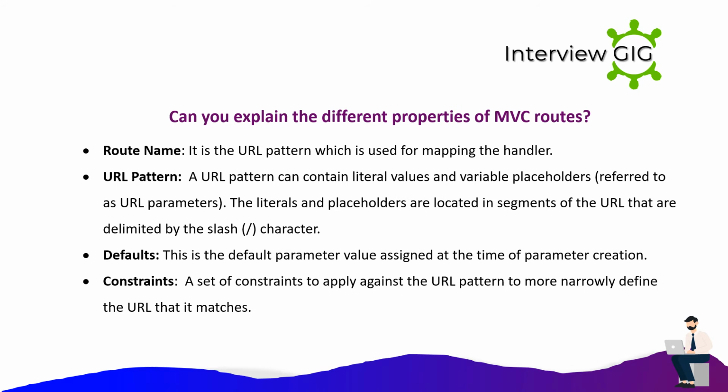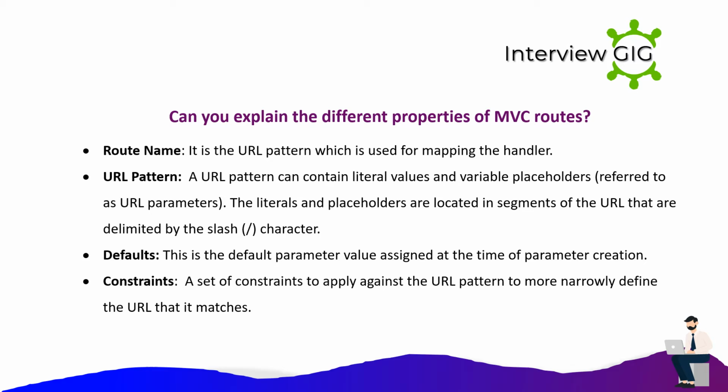Can you explain the different properties of MVC routes? Route name. It is the URL pattern which is used for mapping the handler. URL pattern. A URL pattern can contain literal values and variable placeholders, referred to as URL parameters.